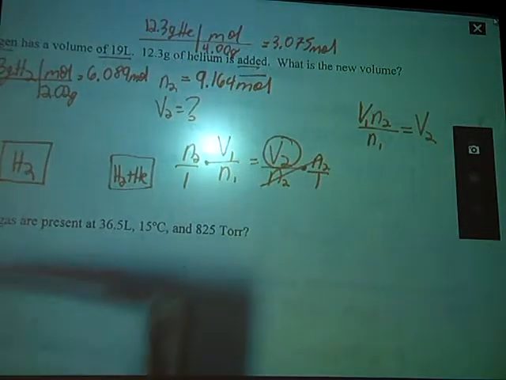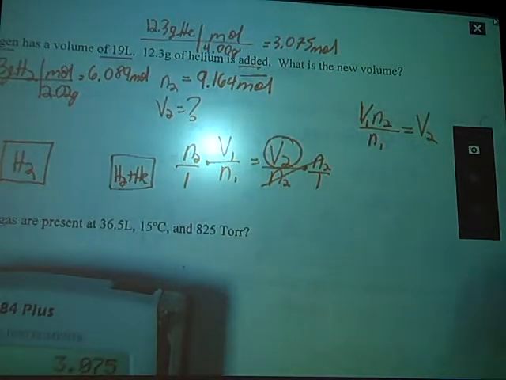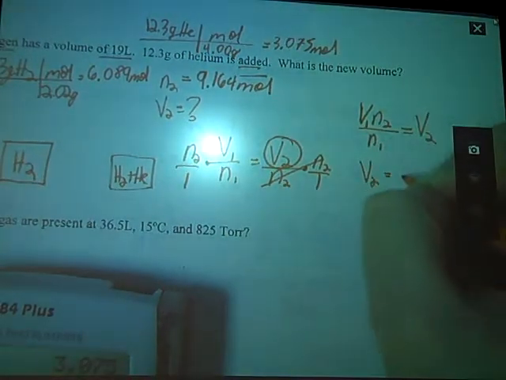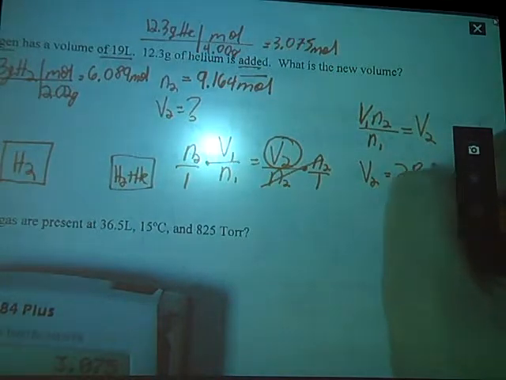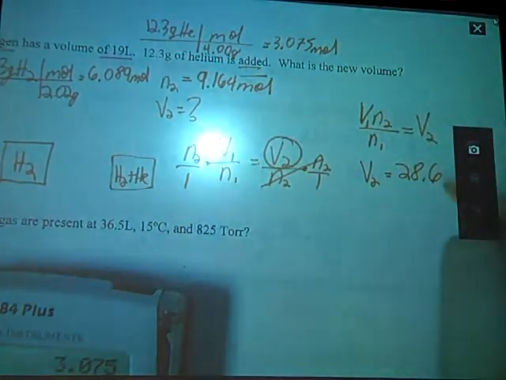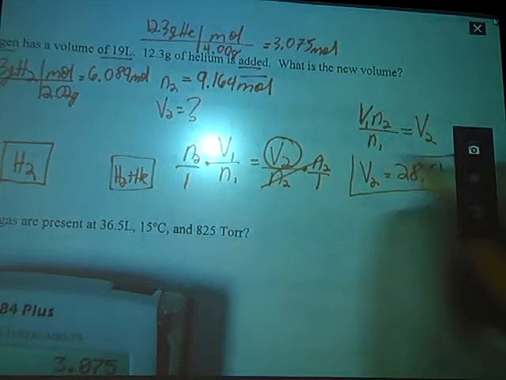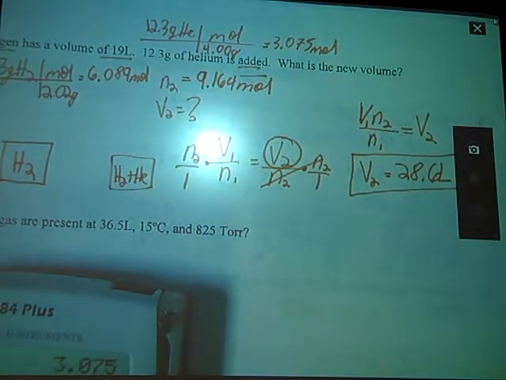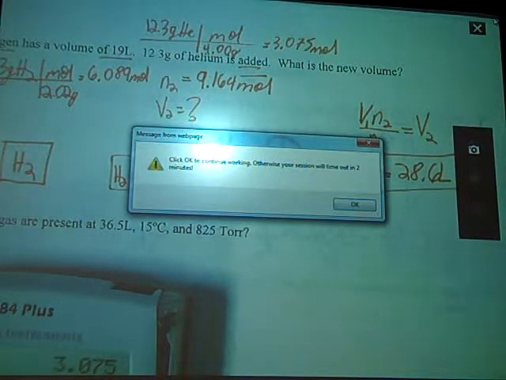How many sig figs can I have? Looks like 2, so no more than 3. Since this unit was liters, so is this one. And stop and think. That should make sense. I added more gas particles to my box. My pressure was kept constant, as was my temperature, since they're not mentioned here. That means the size of my box must enlarge to accommodate this larger amount of my gas particles bouncing around.